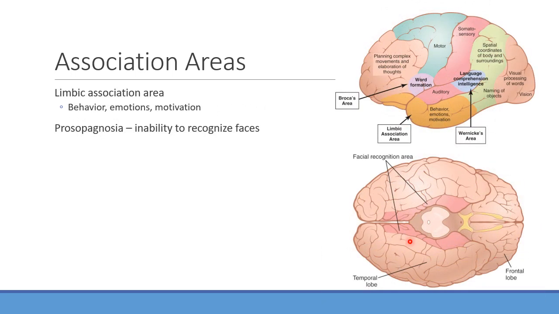Okay, we're also going to have the Limbic Association area, which we're going to see here. This is going to be helpful for things like behavior, emotions, and motivation. And actually, what's kind of interesting, there's a facial recognition area here, and if you have someone who has face blindness, or basically they can't tell the difference between two different people when they're looking at them, it's actually called prosopagnosia.